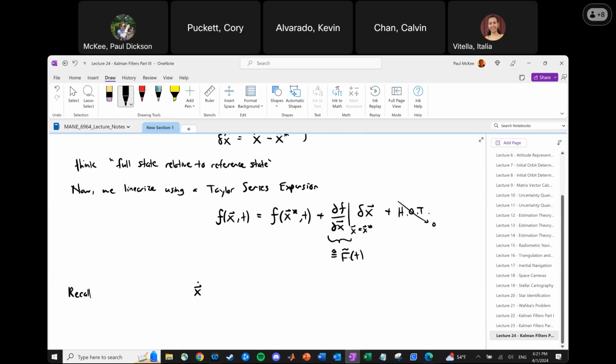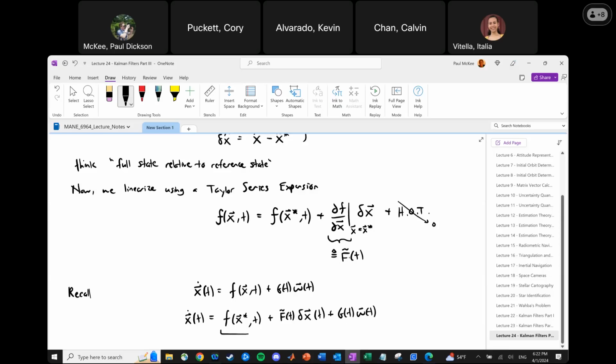And so now if we go back into our state or our dynamic system, we would say x dot of t is equal to f of x and t plus g of t omega of t. Well, let's do some substitution then. So we're saying that the derivative of the state is the function evaluated at the reference state, plus f tilde of t times this difference or deviation, plus g of t omega of t.